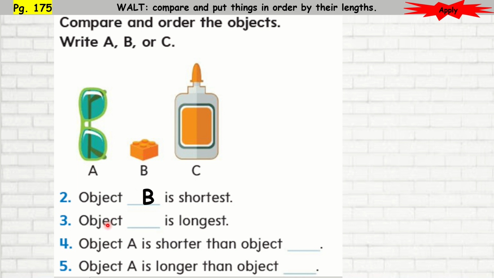Question 3. Which object is longest? Which one of these is the longest? If you said C, you are correct. The glue stick is the longest.